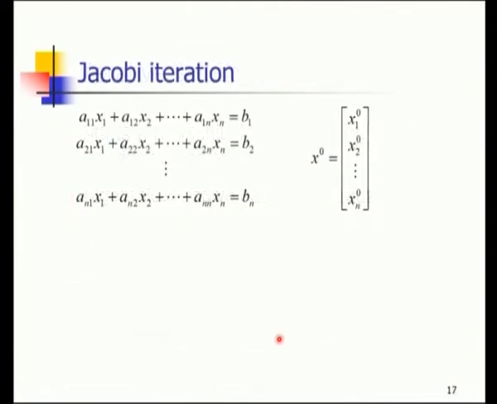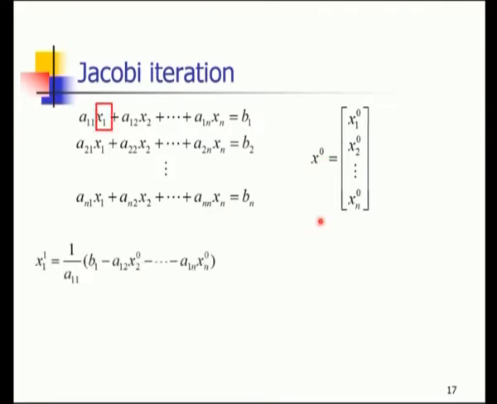Consider this system of n linear equations in n variables. The given data are the matrix: a11, a12, up to a1n, that is the first row; a21, a22, up to a2n, the second row; and similarly the last row an1, an2, up to ann. The right hand side b1, b2, up to bn are also given data. The problem is to compute x1, x2, up to xn, the solution vector of the n coupled linear equations. The numerical method requires a starting point x naught.